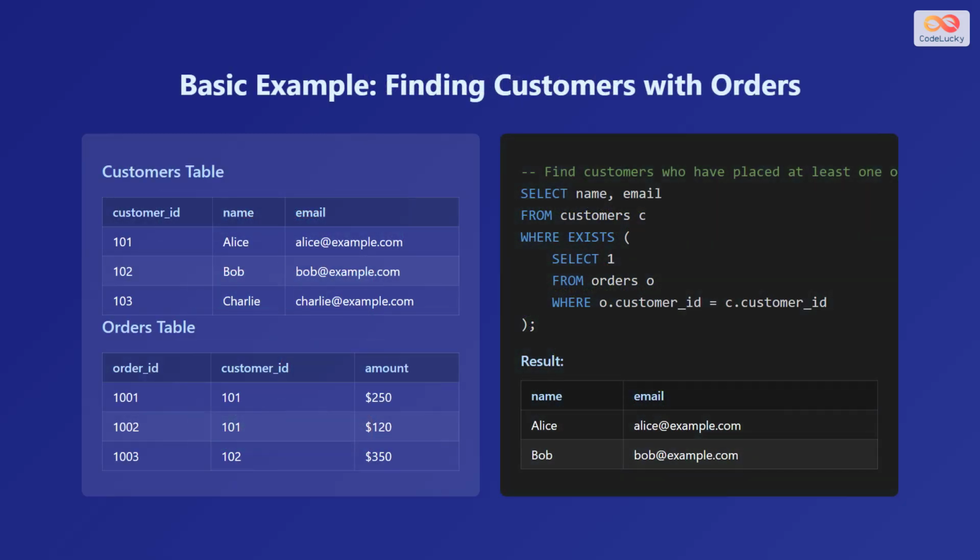Now let's look at a basic example. Imagine that we have two tables, customers and orders. The customers table contains customer_ID, name and email. The orders table contains order_ID, customer_ID, and amount. We want to find the customers who have placed at least one order. Here is the query. Select name and email from customer C where exists. Inside parenthesis, select 1 from orders O where O.customer_ID equals C.customer_ID. The result will be Alice and Bob, since they are the only customers with orders in the orders table.